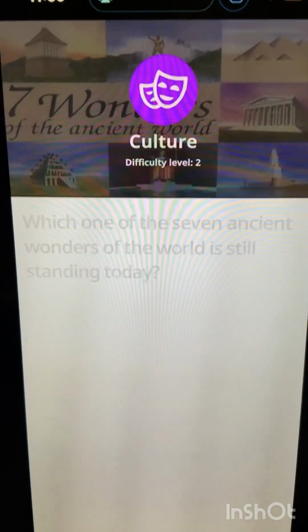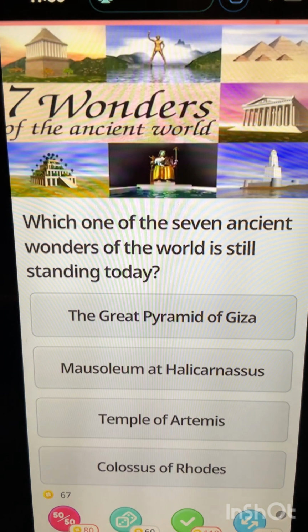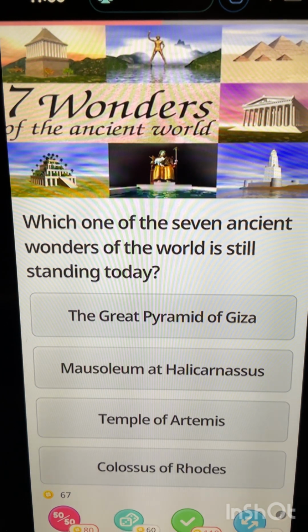So we're going to go to culture again. Which of the 7 ancient wonders of the world is still standing today? 1. Great Pyramid of Giza. Mausoleum of Halicarnassus. Temple of Artemis and Colossus of Rhodes. So what answer?